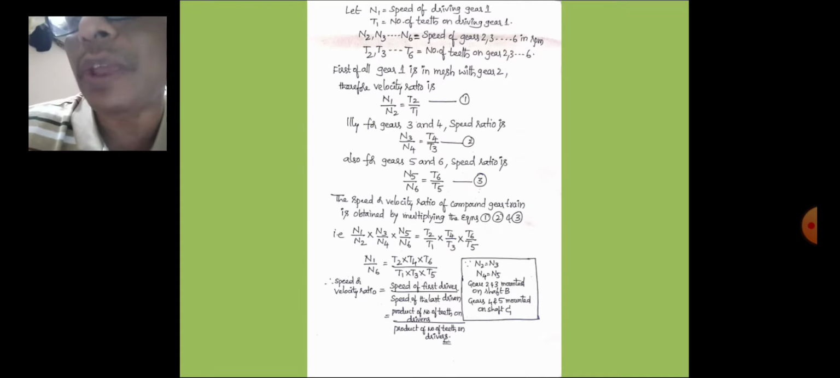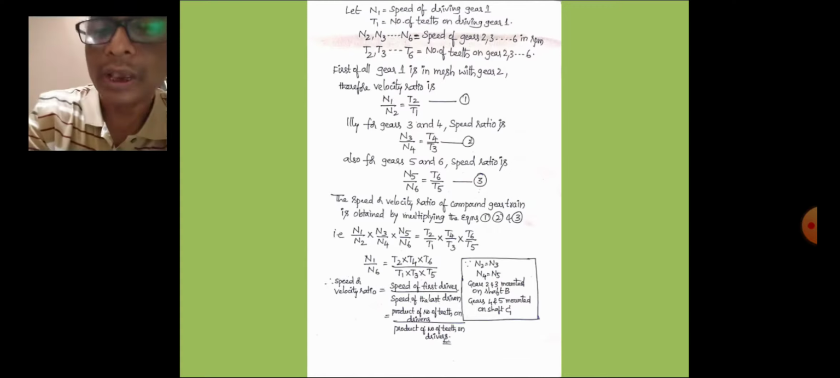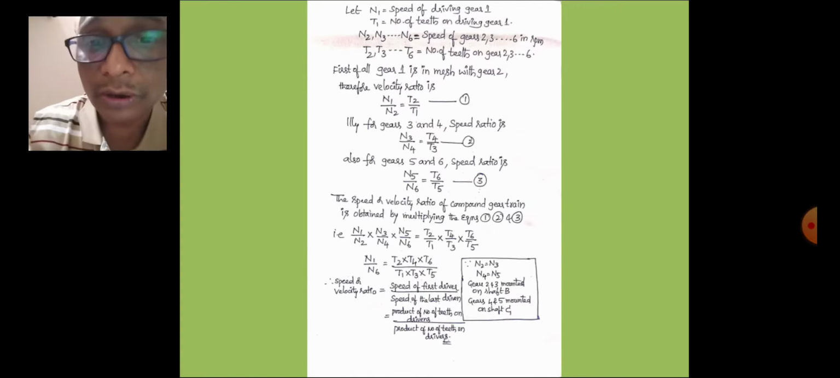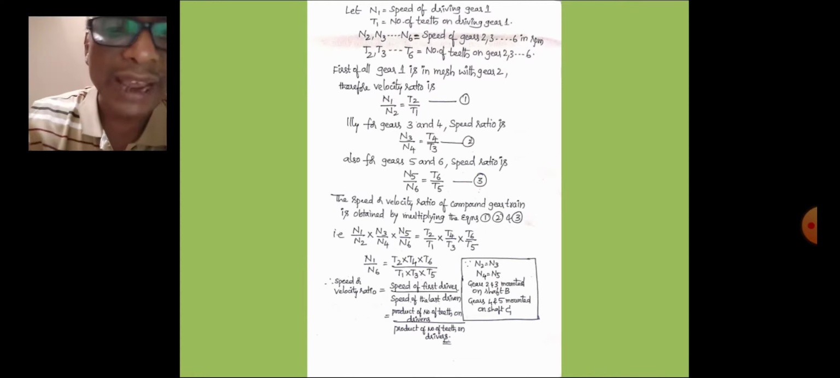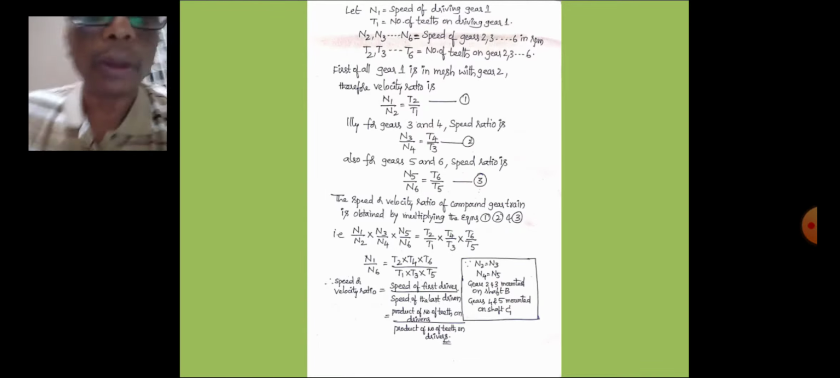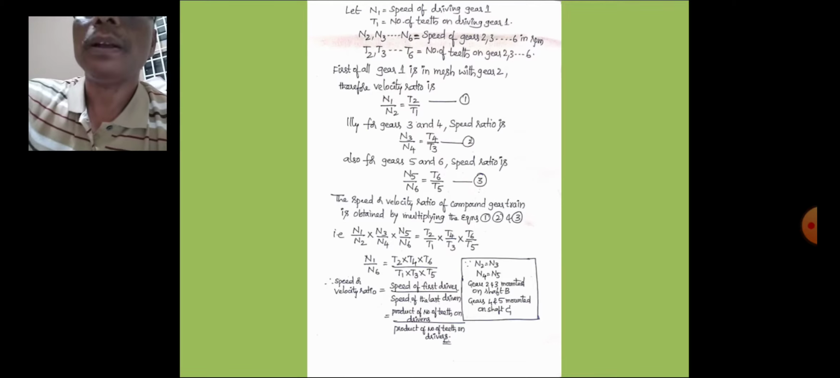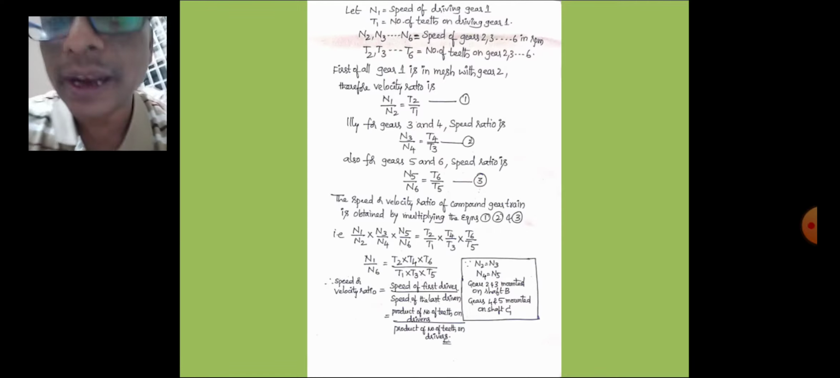So in between 5 and 6, the velocity ratio or speed ratio, I want the velocity ratio between 5 and 6. So N5 by N6 is equal to T6 by T5, the reciprocal of the number of T's. Always remember, for 1, 2 the speed ratio is N1 by N2, which is equal to the reciprocal of the T's, meaning T2 by T1.